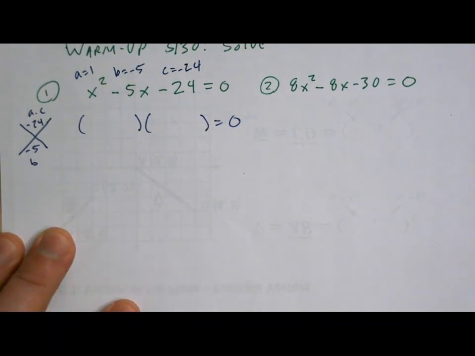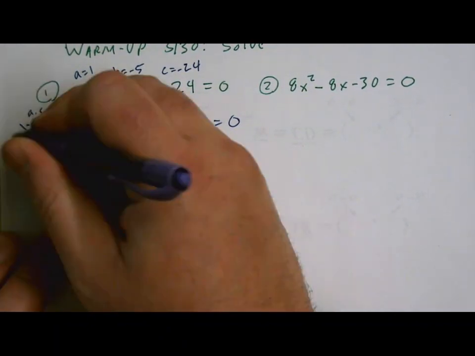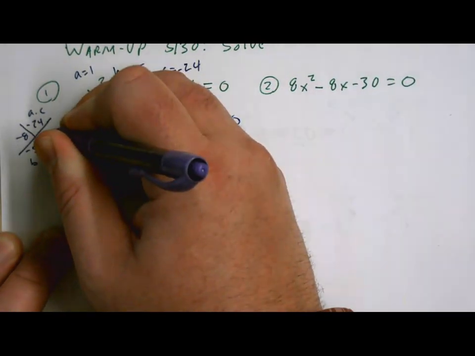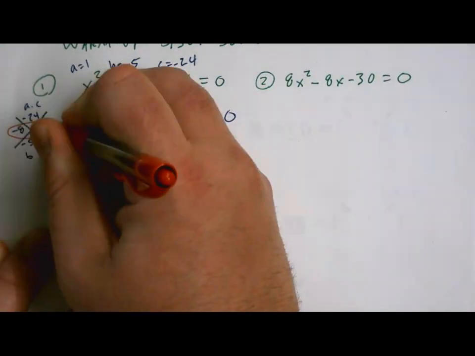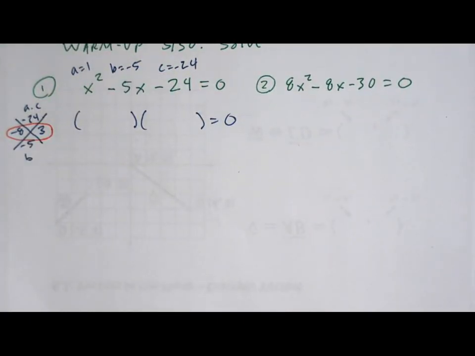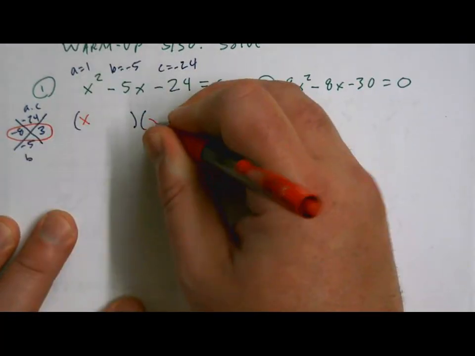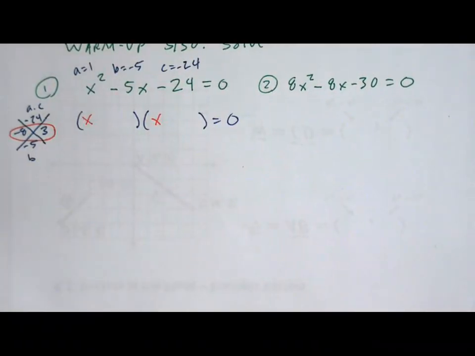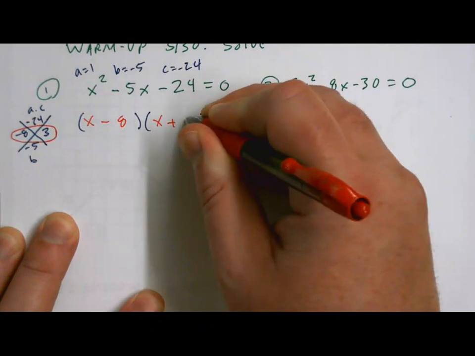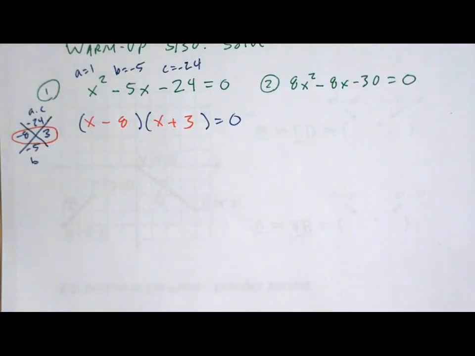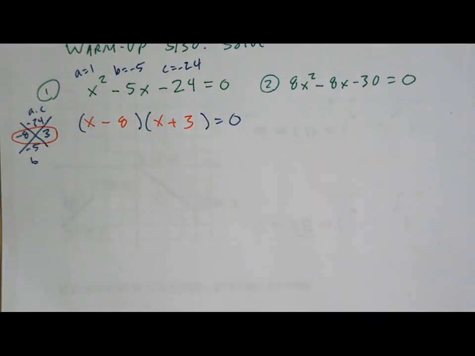You guys found some over here. What'd you come up with? Negative 8 and positive 3. All right, that works. Those two numbers are going to help me find my factors. My factors are both going to have an x in them. That's because a is 1. And then those two things are going to go into my factors here and here. All right, so we've got it factored. Now we just need to come back and solve it. I'm going to do that in a moment.